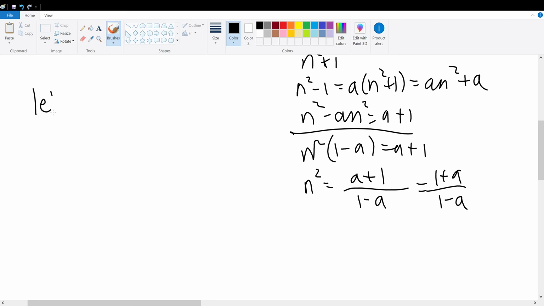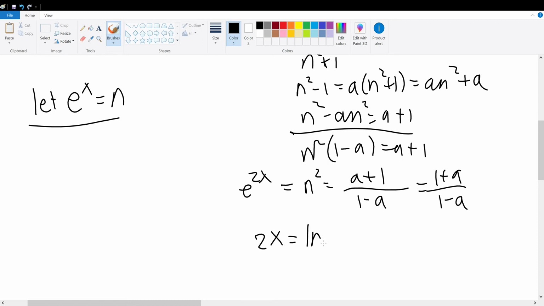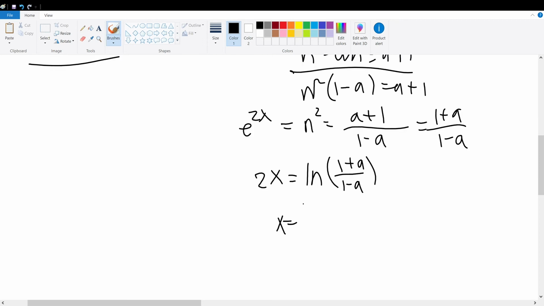Remember our previous assumption of e to the x being equal to the variable n. We can substitute e to the x back in for n to get e to the 2x power is equal to (1 plus a) divided by (1 minus a). Hence, we can find 2x's value to be equal to the natural log of (1 plus a) divided by (1 minus a). Divide by 2 on both sides to get x is equal to half times the natural log of (1 plus a) divided by (1 minus a).